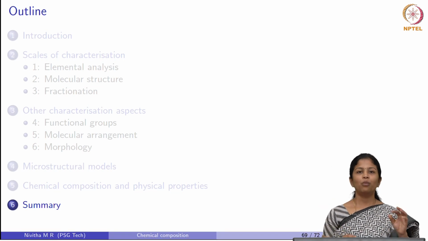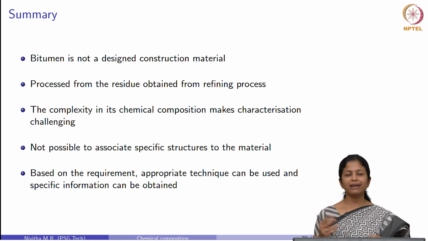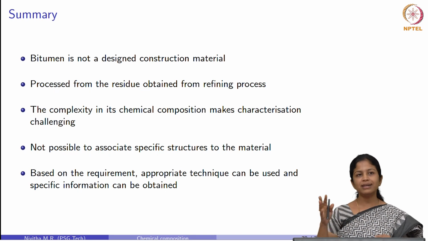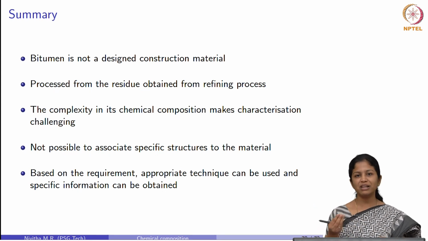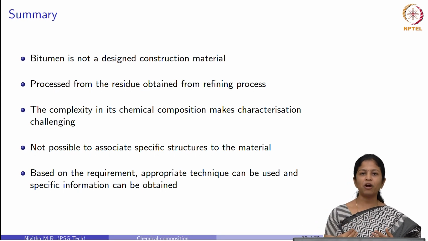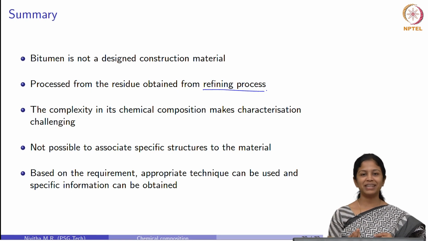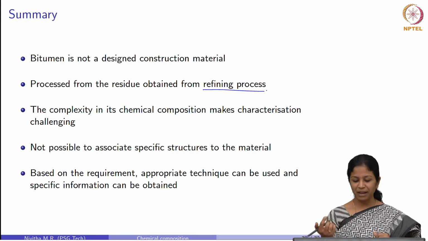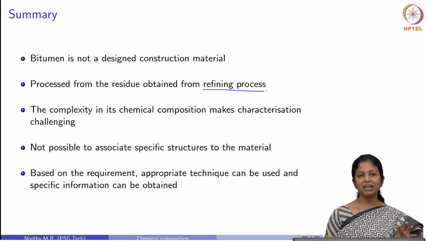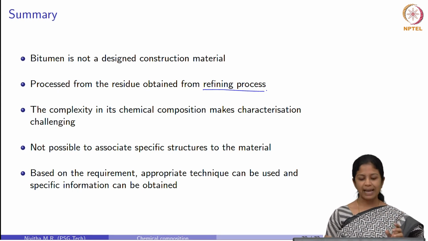Now we will summarize what we have learnt in this topic on chemical composition of bitumen. Like I mentioned earlier, bitumen is not a designed material. We have not designed bitumen specifically for paving purposes. It is the end product which is obtained from the refinery processing. We have taken this material and we have tweaked it for paving purposes. So there is complexity in its chemical composition because of the crude source and the processing methodology. This complexity makes the characterization challenging.